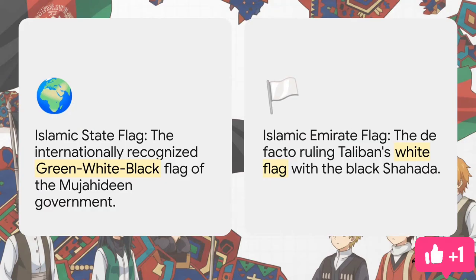So after the Soviets leave, the country completely fractures into a civil war. And you can see this division perfectly represented by two competing flags. The internationally recognized government used a green, white, and black flag. But the group that actually controlled most of the country, the Taliban, used something totally different, a stark white banner with the black Shahada. It was a complete rejection of the whole idea of national colors.